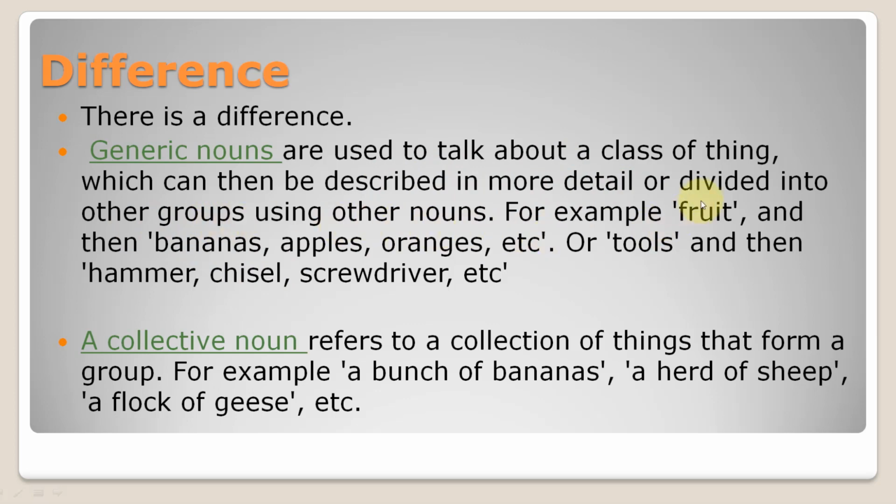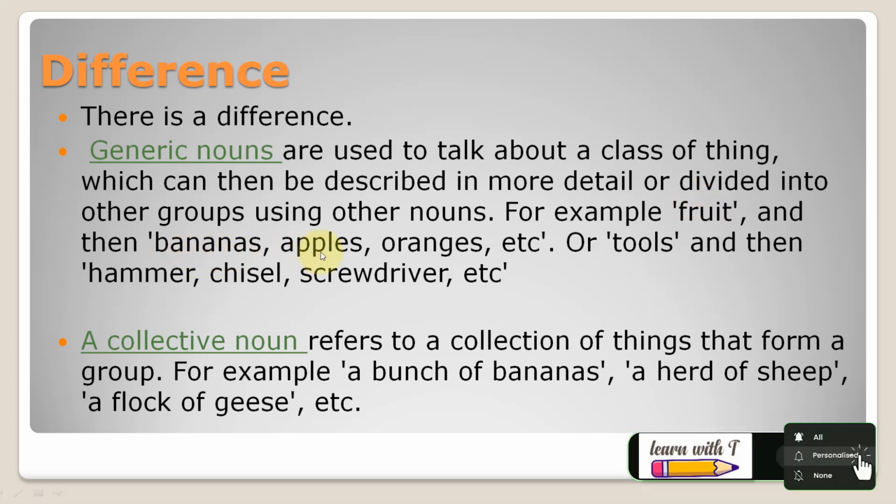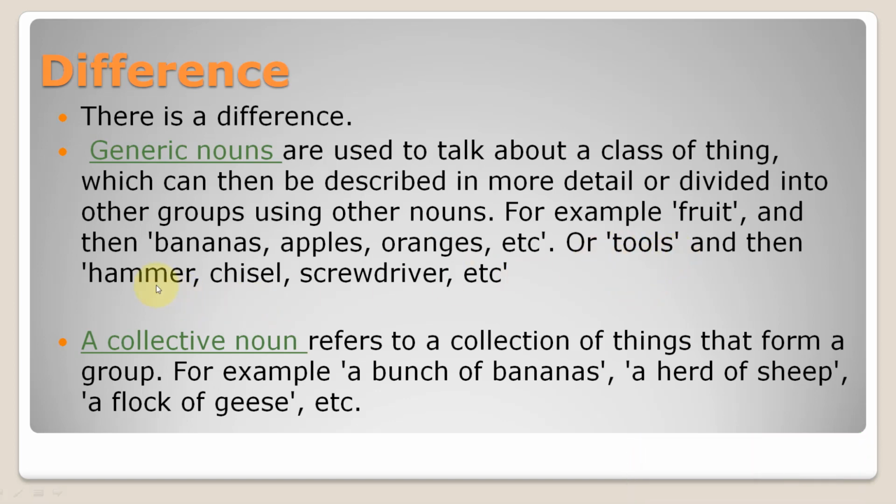For example, fruit, like we have already discussed, fruit can be classified into bananas, apples, oranges, etc. Or tools can be classified into hammer, chisel or screwdriver, etc. And a collective noun refers to things that form a group. For example, a bunch of bananas. Now banana is in the class of fruit, like we have already discussed, but here it is like a lot of bananas, maybe there are a dozen bananas, so those dozen bananas are called a bunch of bananas.